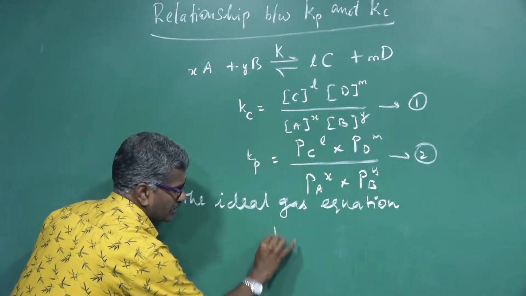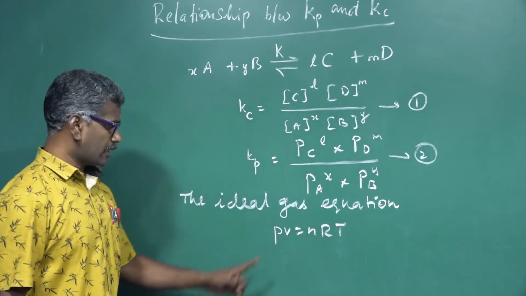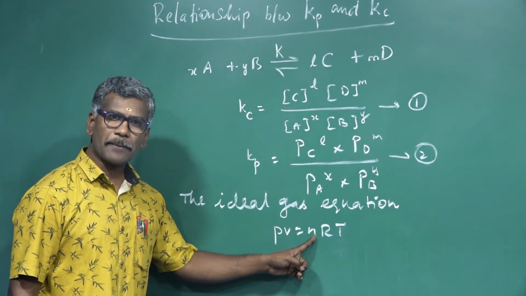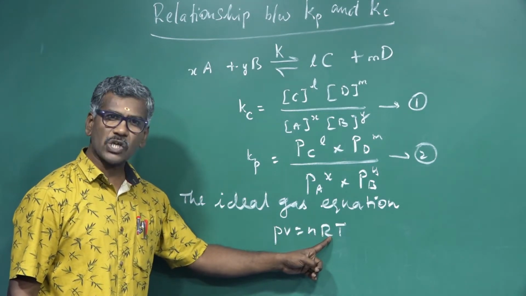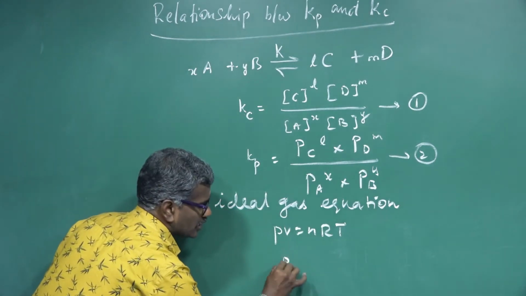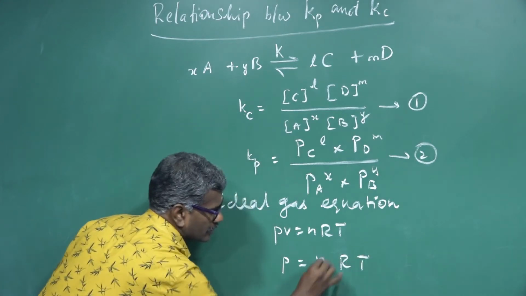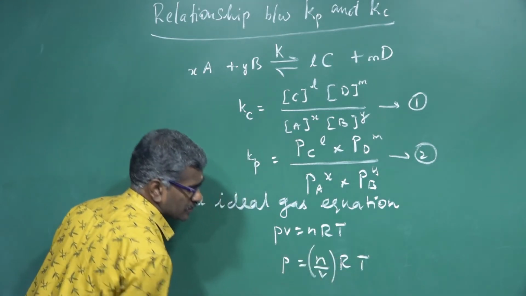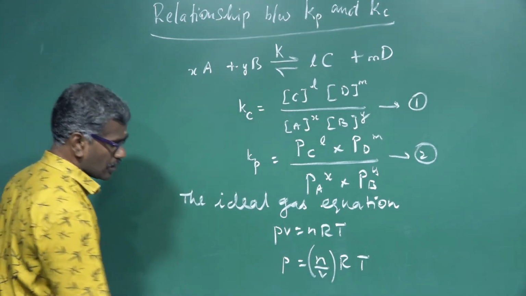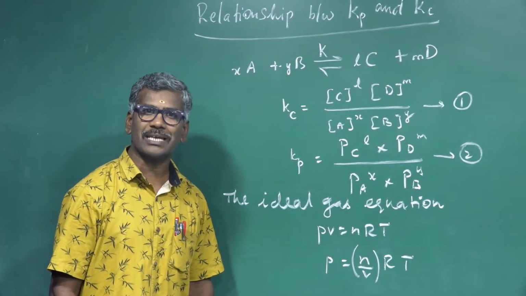The ideal gas equation is PV equals nRT. Here P is the pressure, V is the volume in liters, n is the number of moles, R is the gas constant, and T is the temperature in Kelvin. So pressure equals n by V into RT. Here n by V is the concentration term, which is the active mass or molar concentration. By using this formula, one more question may be asked in both theory and NEET.